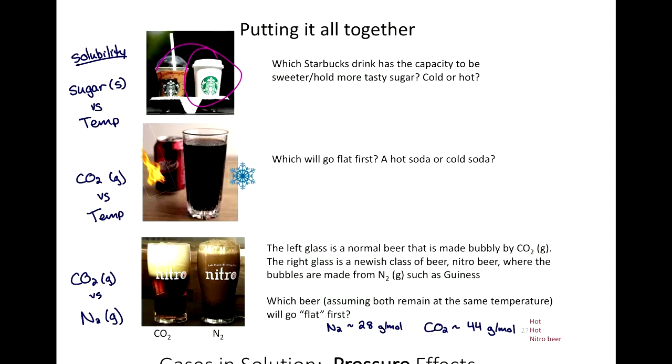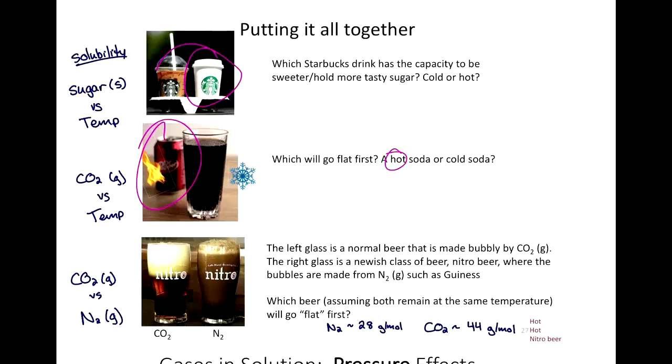Which soda is going to go flat first, the hot soda or the cold soda? Hot soda, yep, because that one has more overall kinetic energy. Gas particles are moving faster. They're more likely to leave the solution versus the cold one, with less kinetic energy. Less energy to overcome to leave that solution.